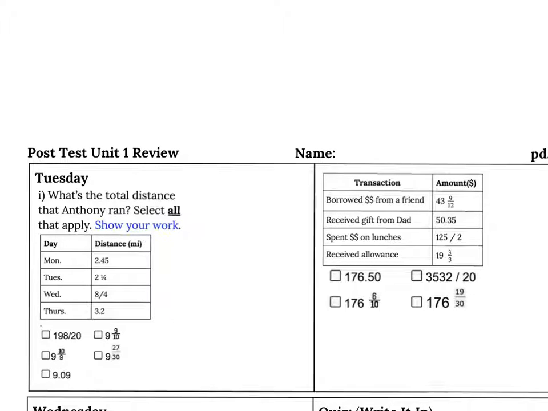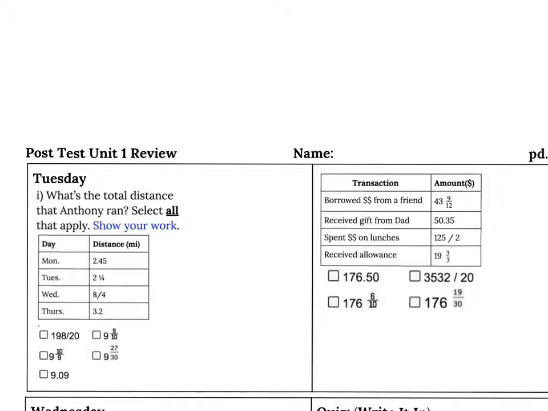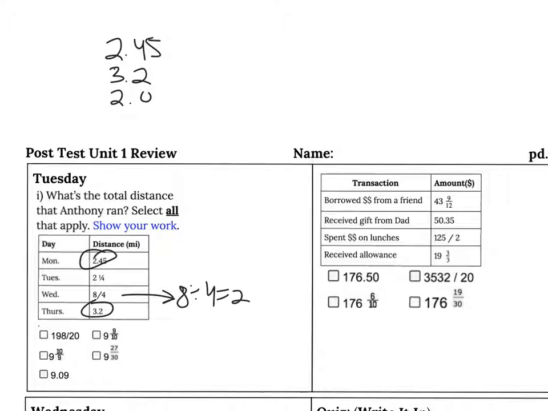So starting from the top, we have 2.45. We also have 3.2, so we can just identify those ones right now. I also know that 8/4 is the same as 8 divided by 4, and we know that 8 divided by 4 is equal to 2. Okay, 2 is the same as 2.0, and we're going to add another 0, so it matches up with the 45. 3.2 is the same as 3.20. So now we have 2 and 1/4. 1/4 is one of those fractions where we know that in decimal form it's equal to 0.25. So 2 and 1/4 is 2.25.